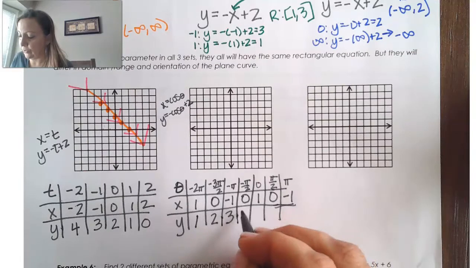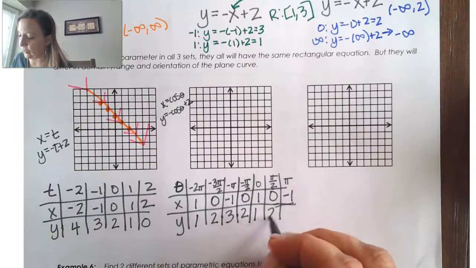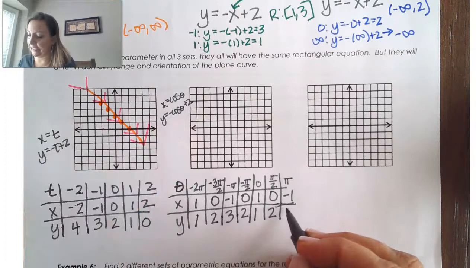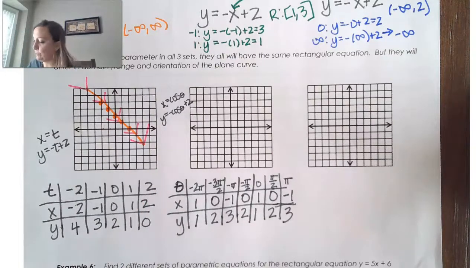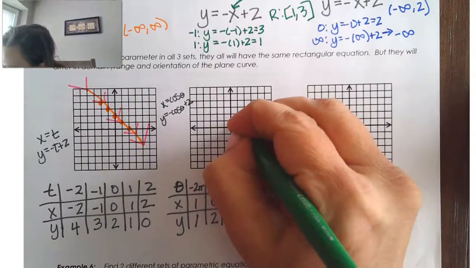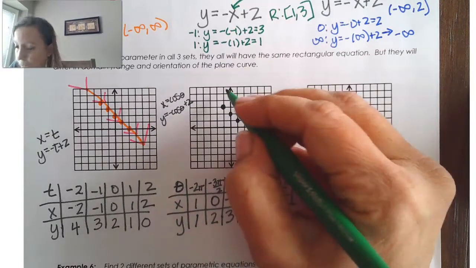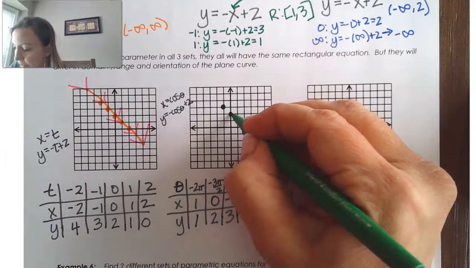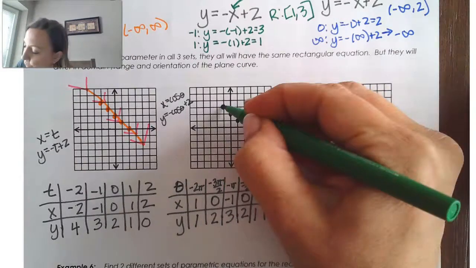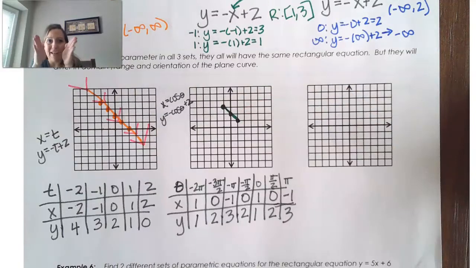0 plus 2 is 2, negative 1 plus 2 is 1, 0 plus 2 is 2, negative negative 1, so 1 plus 2 gives me 3, etc. So if I plot those points on the graph, I have (1, 1), (0, 2), (-1, 3), but then back to (0, 2), back to (1, 1), back to (0, 2), back to (-1, 3). So notice that's what's happening, is that really it's only that graph on that little piece.